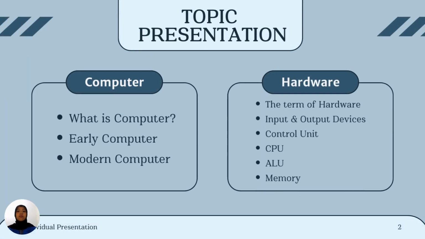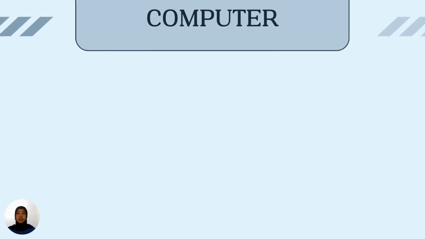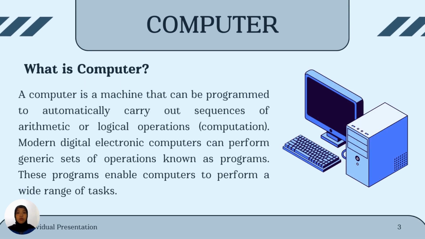So, there are going to be two materials that we will discuss, and there will be several subtopics from each material later on. In the computer material, we're going to discuss what is computer, early computer, and modern computer. In the hardware material, we will discuss the term of hardware, input and output devices, control unit, CPU, I/O, and memory. First, what is computer?